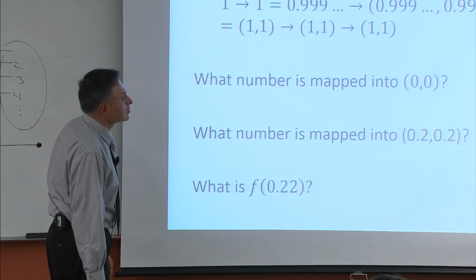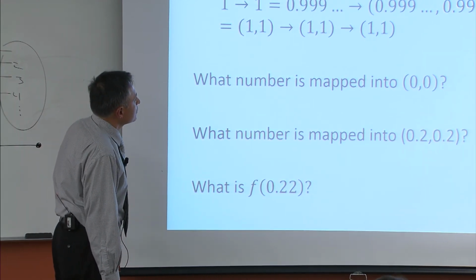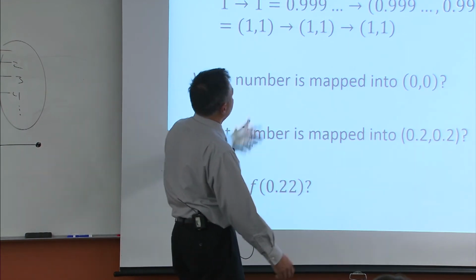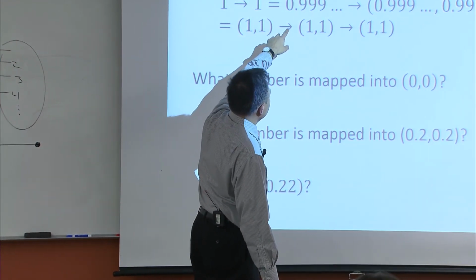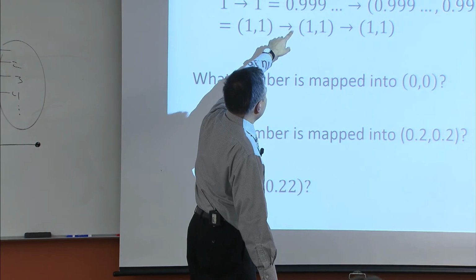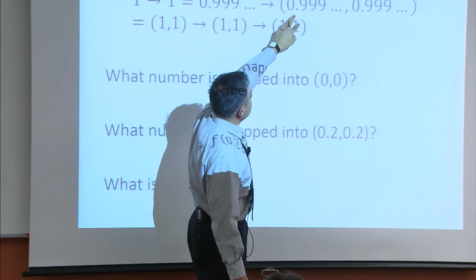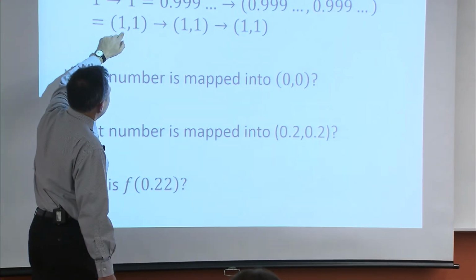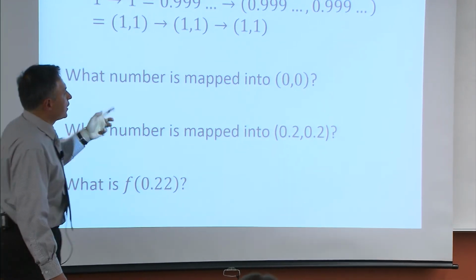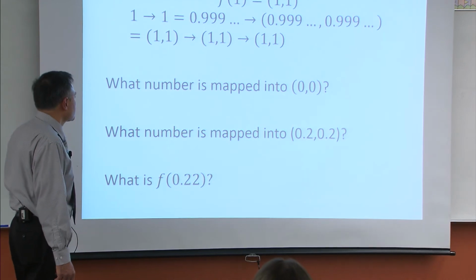Where does 1 go? Well, 1 goes to 0.999. Well, it is the same thing as 0.999. 1 goes to 1, which is the same as that. Take alternating digits, we get this point. And 1, 1 does not get affected by L, or L inverse.